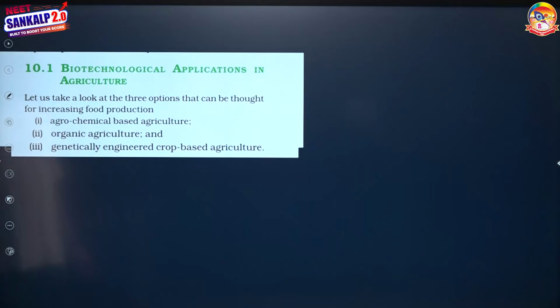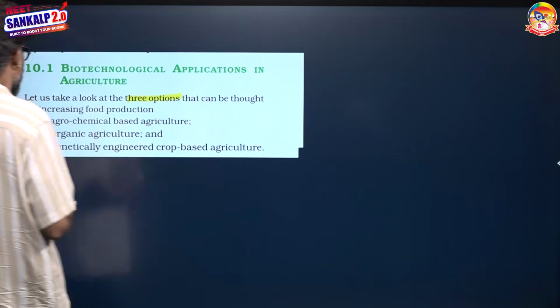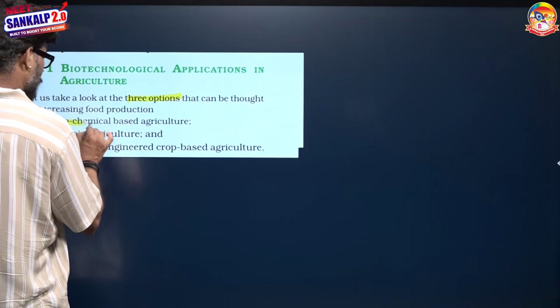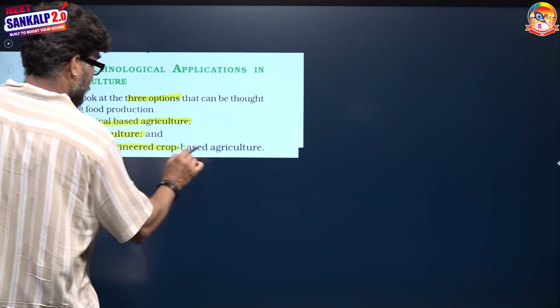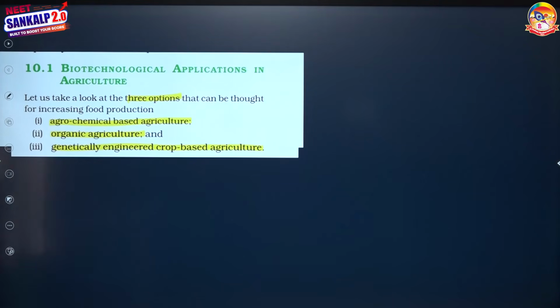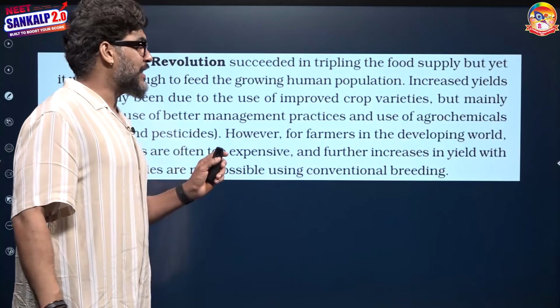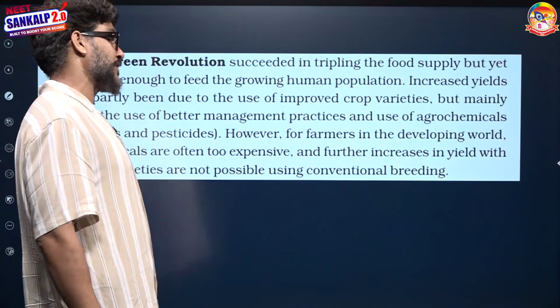Biotechnological applications, number one. Here they are mentioning that there are three options that can be thought of for increasing food production: more use of agrochemicals, or organic farming, or genetic engineering based crop agriculture. These are the three possible options to improve our agricultural output. Now they have their limitations. The Green Revolution succeeded in tripling the food supply, but yet it was not enough to feed the growing human population.